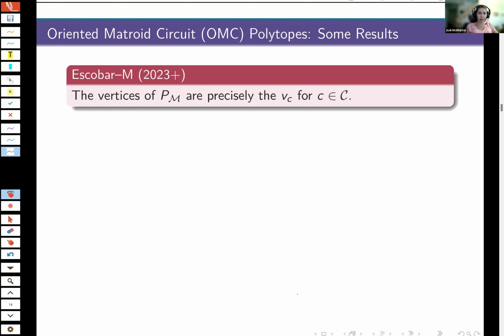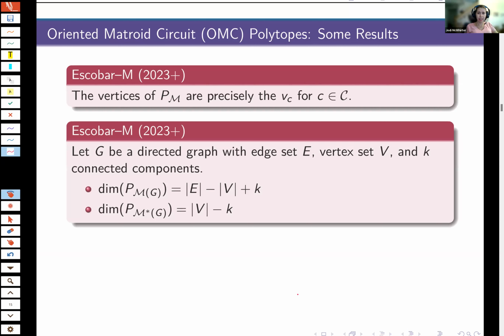Another thing that I can say is that, for at least realizable matroids, we have a lower bound on the dimension. In the case that it looks something like this, it's a little bit different because you don't necessarily have edges and vertices and connected components. But in general, that is just a lower bound.